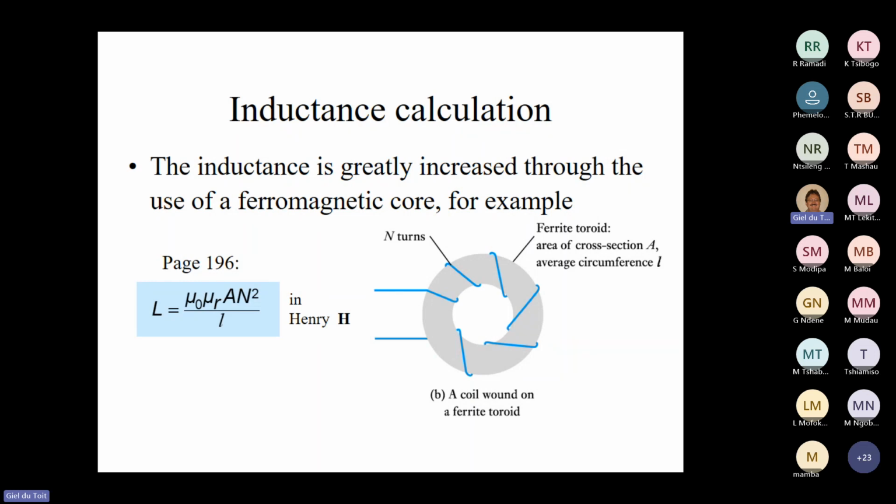In this case, it's 1, 2, 3, 4, 5 turns. So for this formula, it will be 5 squared. That will be 25 for n squared. The area that we see there is the cross-sectional area when I cut it through here and look from the inside into it. In this case, it's around it like a donut, and it will be that cross-sectional area.